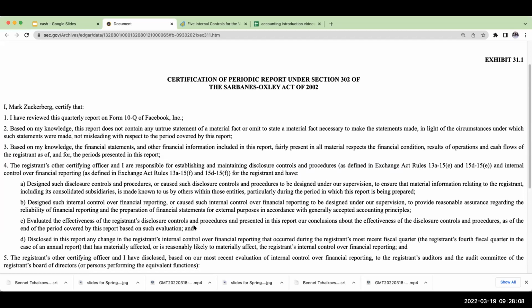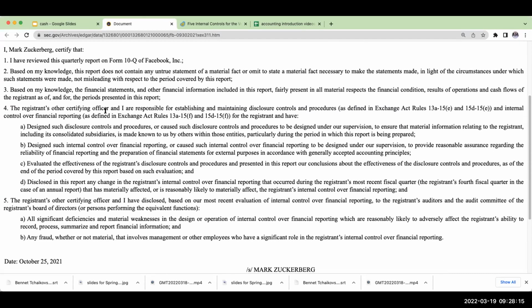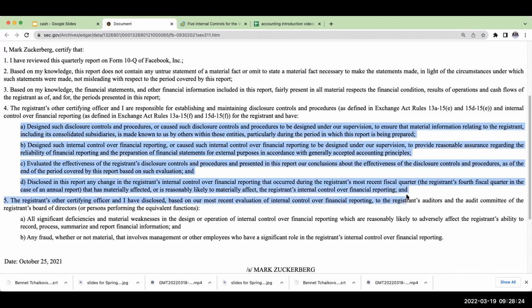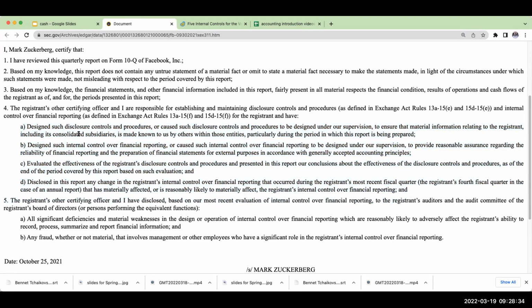One of the results is that now Mr. Zuckerberg, the CEO and chairperson of Facebook, has to certify, along with the CFO, that their internal controls have all these different safeguards, designed to ensure that material information relating to the registrant, including its subsidiaries, is made known to us by others within those entities during the period in which the report is being prepared.